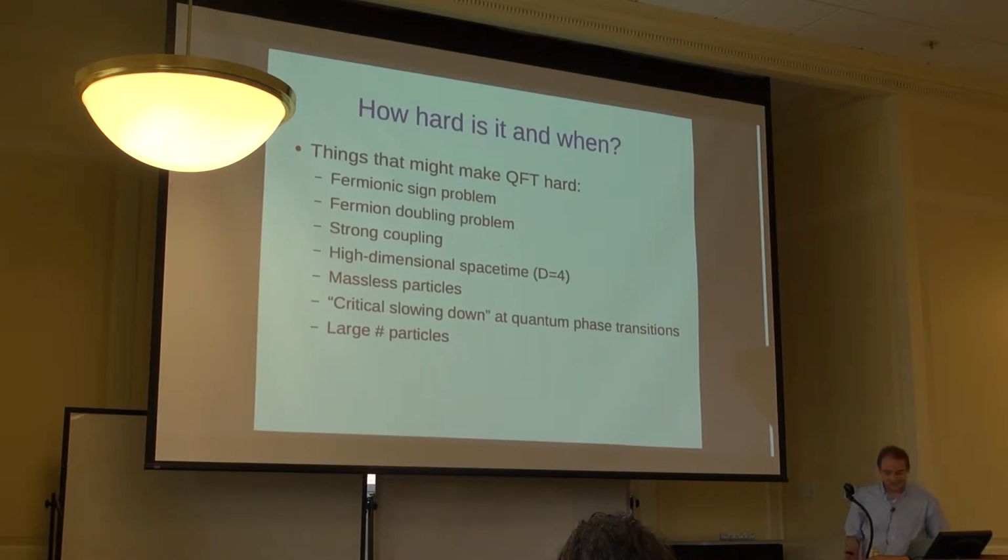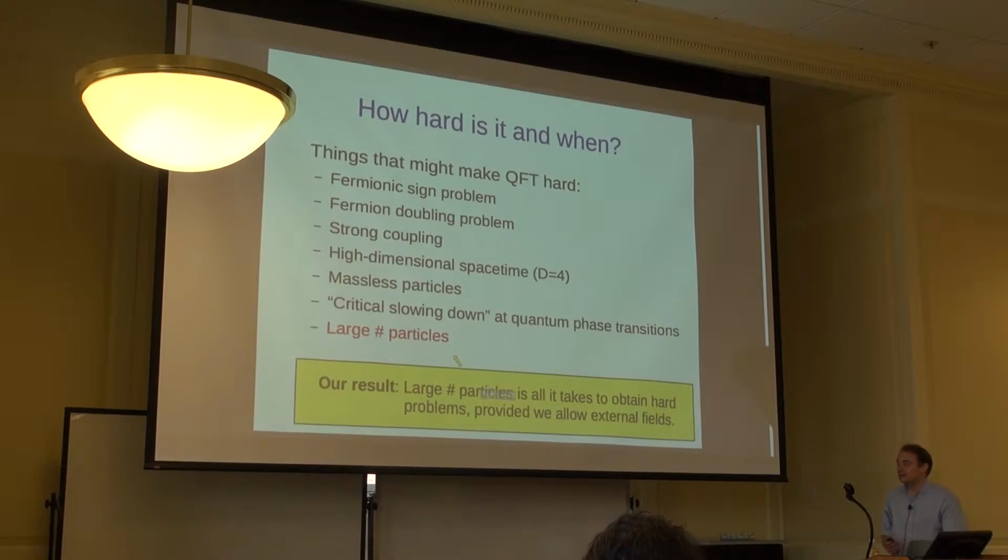Kind of related to that, Monte Carlo methods are known to have a critical slowing down phenomenon at some quantum phase transitions. Or if you have a large number of particles, you expect on general grounds that things will be difficult. So the main result that I'll tell you today is that actually, even only having very few of these ingredients, really just the large number of particles, and none of these other things that we typically consider as things that make the problem hard, we can already show a BQP hardness result.